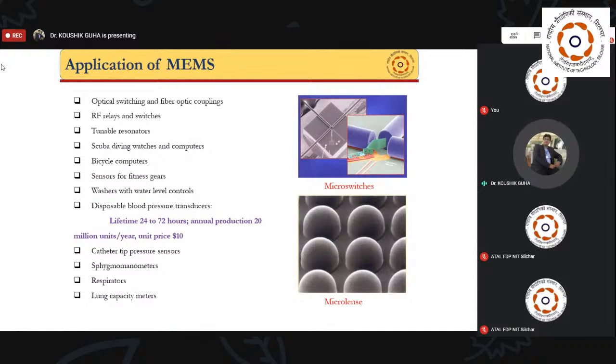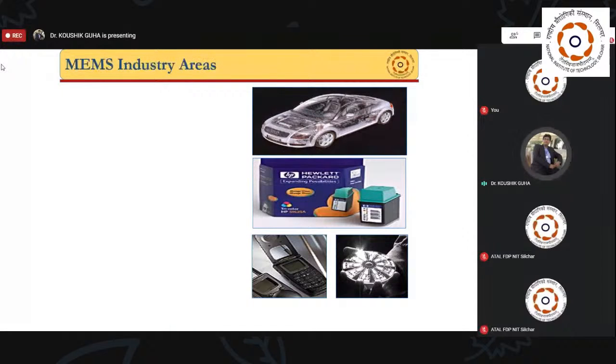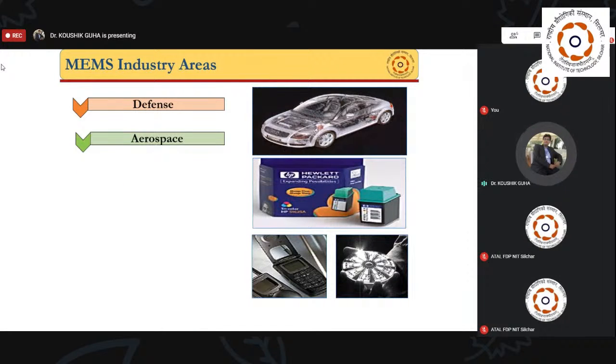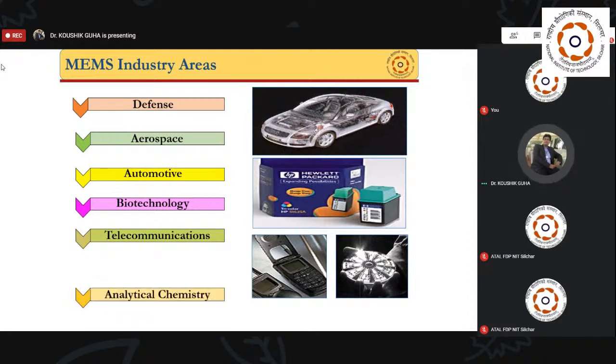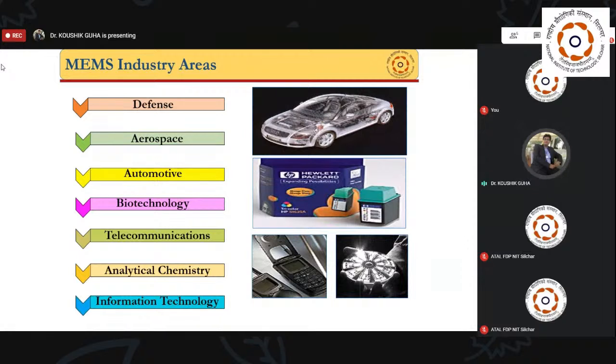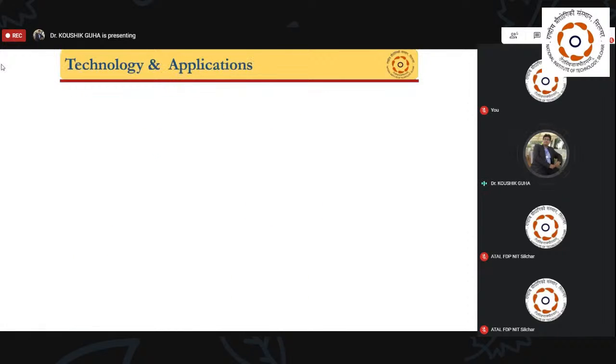Again, on the applications of MEMS, we can see a lot of applications in the bio area, also in bio-MEMS, in doctors' work, medical and healthcare sectors. Nowadays lots of people are working on this. In industry areas like defense, we can see MEMS in aerospace, automotive, biotechnology, telecommunication, analytical chemistry and information technology. Everywhere around the world, we can see MEMS technologies.